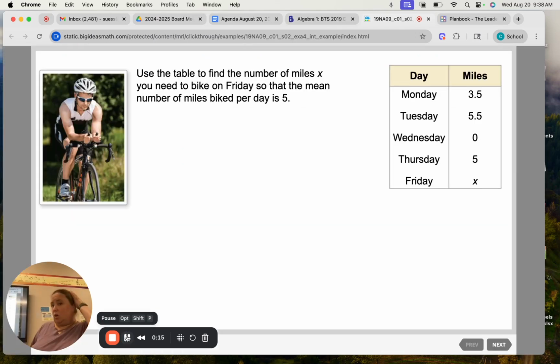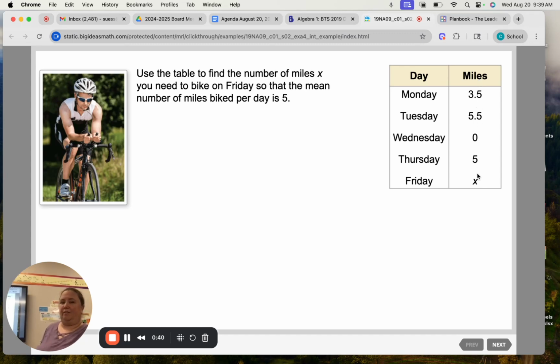All right. So we're going to use the table to find the number of miles x you need to bike on Friday so that the mean number of miles biked per day is 5. So how do we find the mean? This was one of your vocab words. 3.5 plus 5.5 plus 0 plus 5 plus x. Yes, we're going to add all of these up and divide by what?